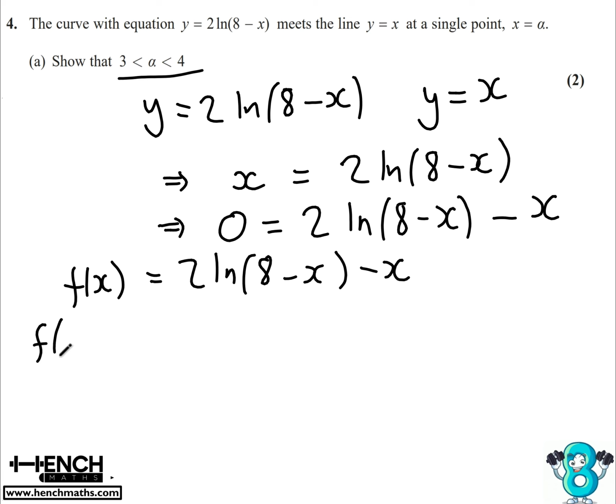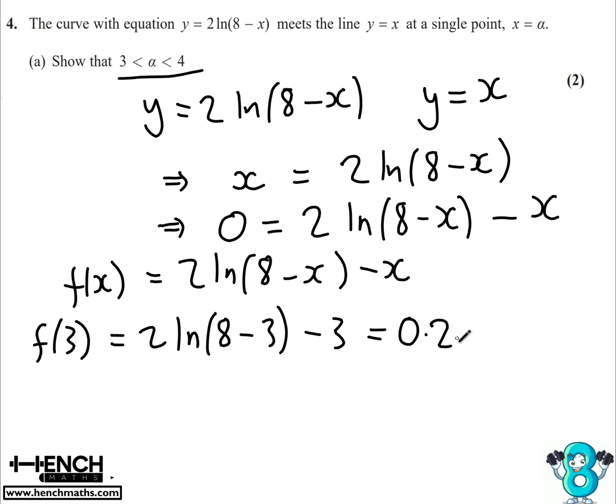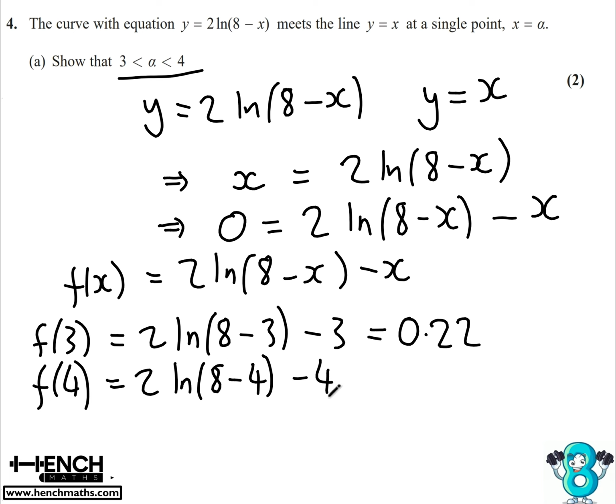So f of 3, start with that one. That will be 2 times the natural log of 8 subtract 3, minus 3. And we put that in the calculator, we get 0.22. Now do f of 4. So we get 2 lots of the natural log of 8 subtract 4, subtract 4, and that gives us negative 1.23. So crucially here, we have a change of sign.